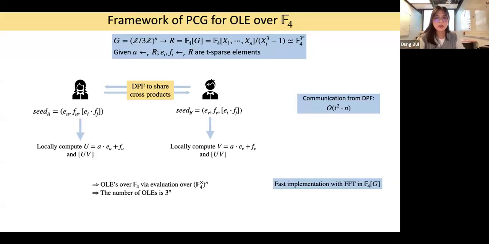and then after the C, no communication cost is required. And then after that, to actually get the 3 to n early, you use the fast implementation with the FFT in the F4, and then you get the 3 to n early over the F4. So I just presented the framework together with the communication cost, and then the way to reduce the computation cost for the BCG framework to get early over the F4.